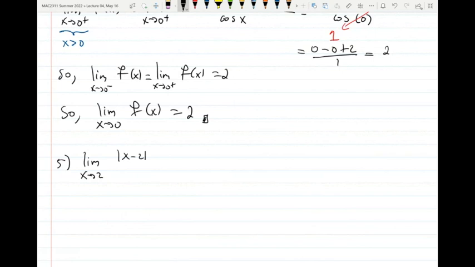So this is the absolute value of x minus 2 over x minus 2. And this is the limit as x approaches 2. What's the first thing that we do? Plug in. Okay, when you plug in, what do we get? 0. So we get 0 on top, and on the bottom, 0. So we get 0 over 0. So this is an indeterminate form. So we need to do something about this. What do we do?